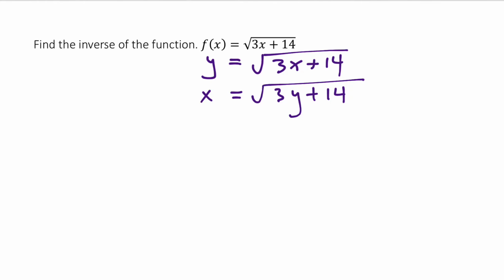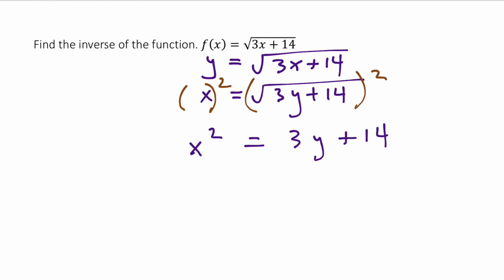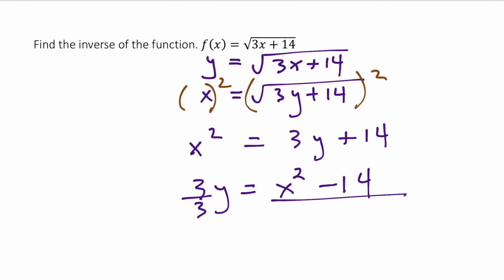Third step, we solve for y. In this case, the y is under the radical, so we're going to have to get the radical off by squaring both sides. So we'll get x squared is equal to 3y plus 14. Then I solve for y. If I move the 14 over to the other side, I'll have 3y is equal to x squared minus 14. And then I divide by 3. So my inverse function is going to be x squared minus 14 over 3.